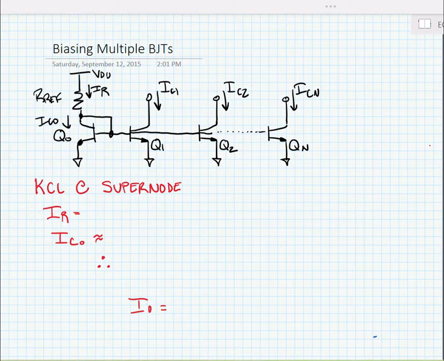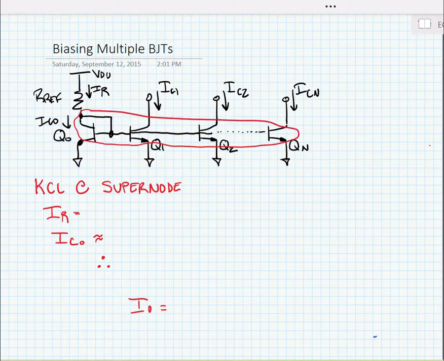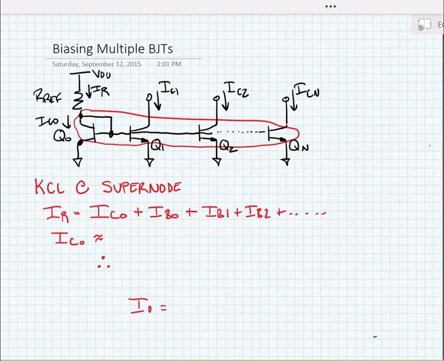So we can start by writing KCL at the supernode here. We have the reference current being generated and flowing into the collector of Q0, but we also have some base current that flows. So we can write KCL: IR is equal to IC0 plus IB0 plus IB1 plus IB2, all the way out to that nth transistor, IBN.